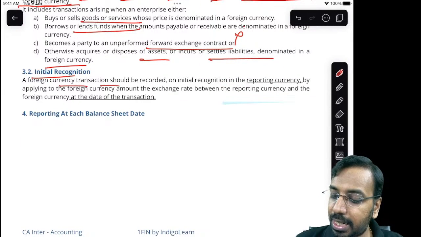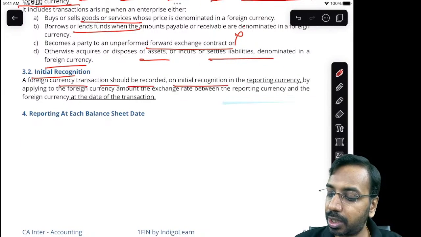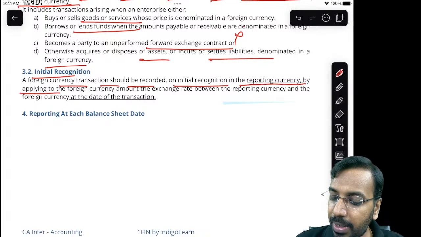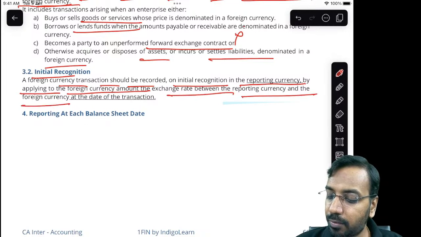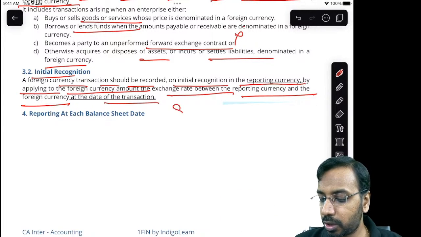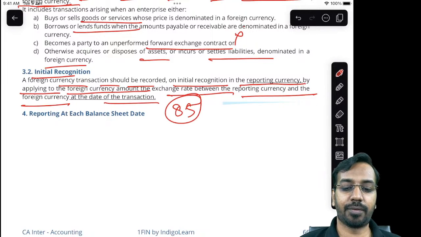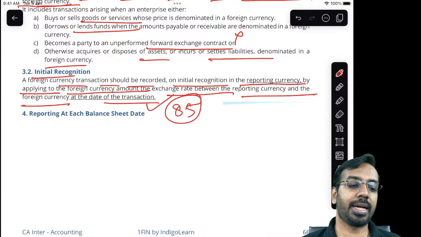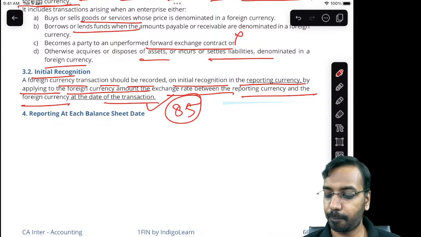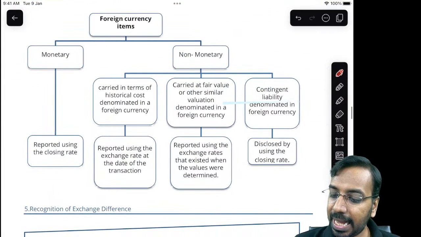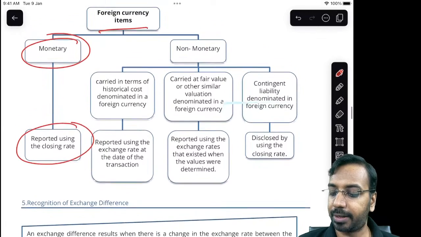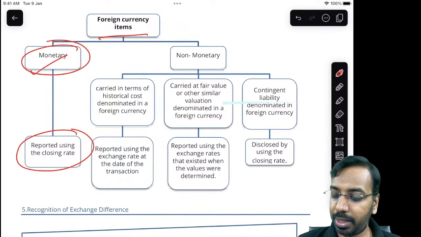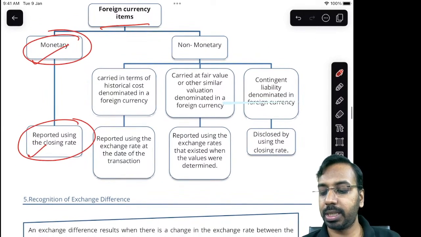A foreign currency transaction should be recorded on initial recognition in the reporting currency by applying the foreign currency amount, the exchange rate between reporting currency and the foreign currency on the date of transaction. So in our case, 85 was the rate of transaction. We should account for the foreign currency transaction using 85. Then, at each balance sheet date, monetary items are reported using the closing rate.